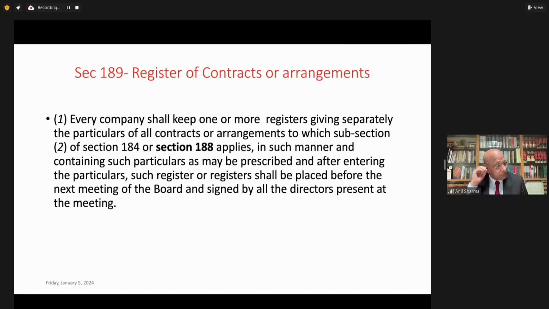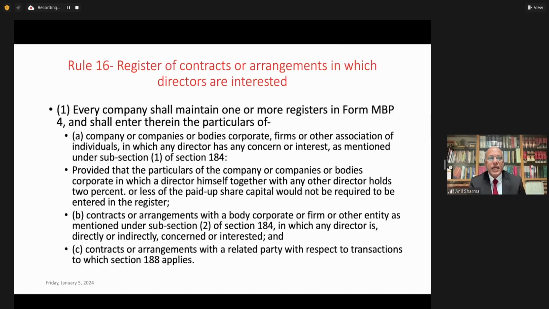After looking at section 188, then section 189 comes in. So this is again a compliance requirement. So quickly telling about this. Every company shall keep one or more registers giving separately the particulars of all contracts or arrangements to which subsection 2 of section 184 or section 188 applies. And then it says that whatever is prescribed, and rule 16 has all the prescription.